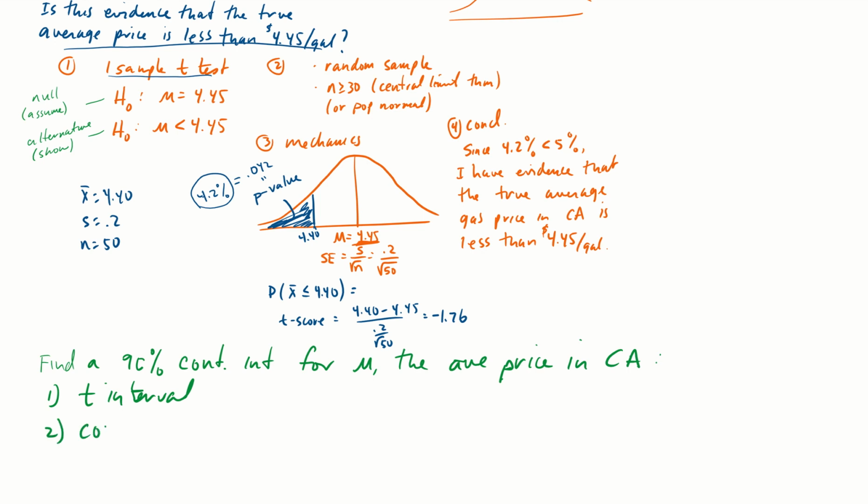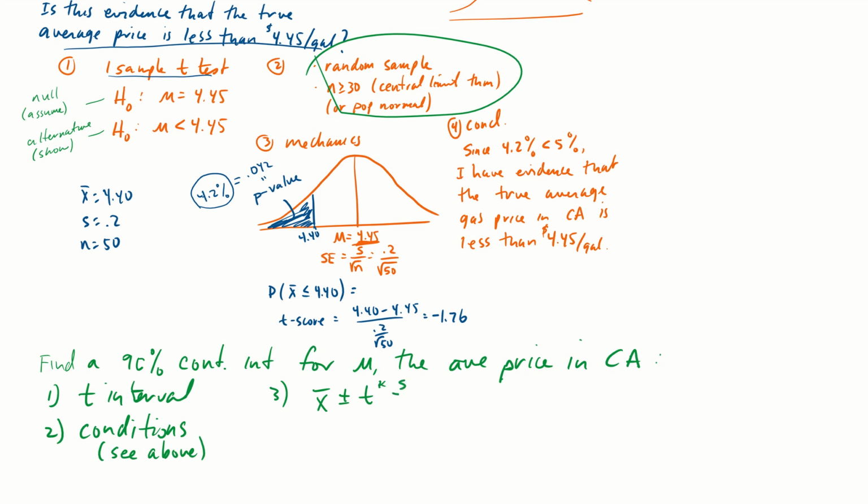Step two, conditions. Those are the same conditions as up above, so we're good. Conditions, see above. Step three, for my T interval, it's x bar plus or minus T star times S over the square root of N. So it's going to be 440 plus or minus whatever T star is times S, 0.2, over the square root of 50.